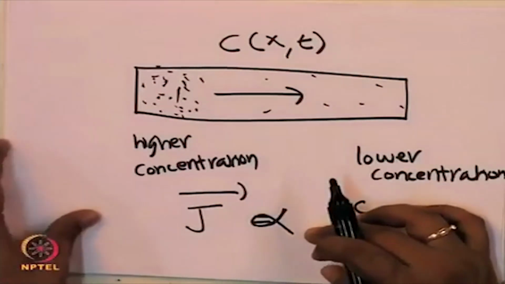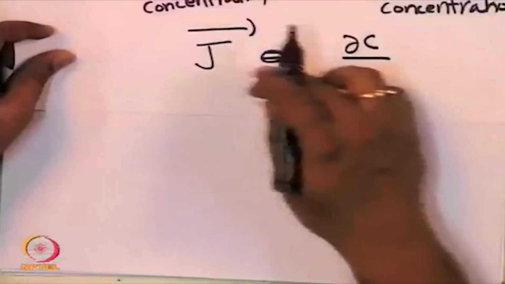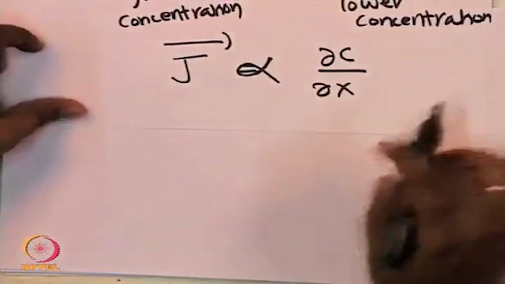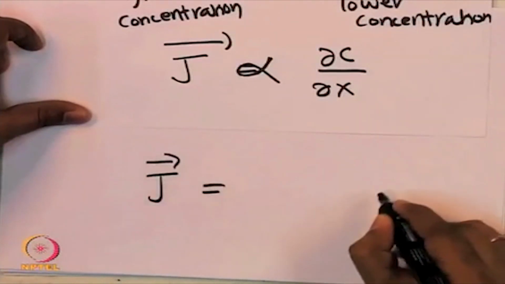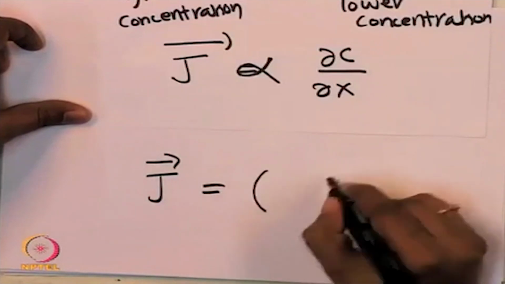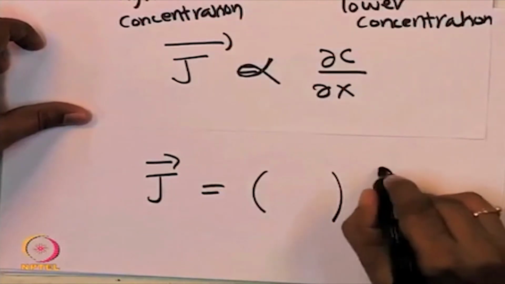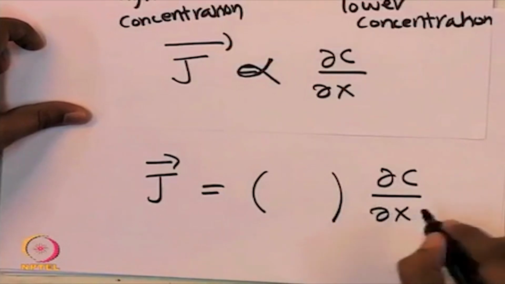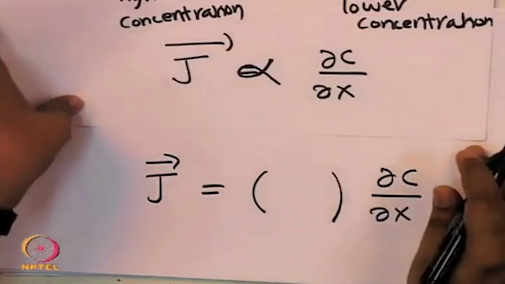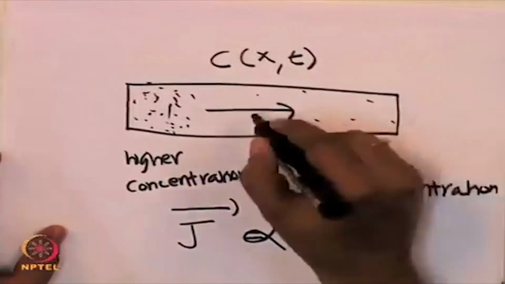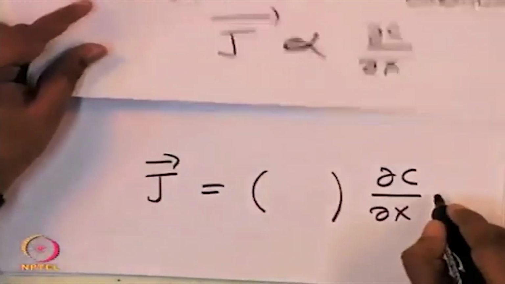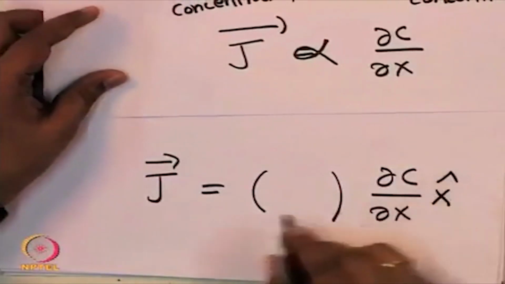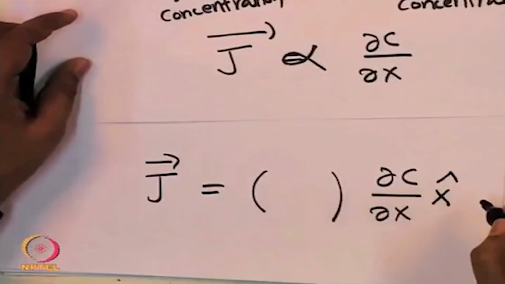So, now what is this proportionality constant here? I can write J is equal to some constant into del C by del x, and we know that it will flow in the x direction. If you call this the x direction, then x cap means flowing in the x direction.